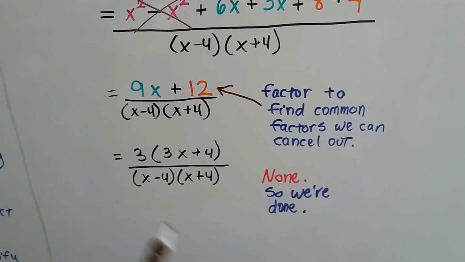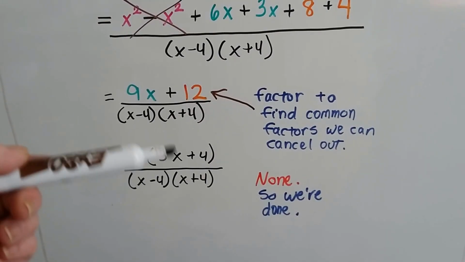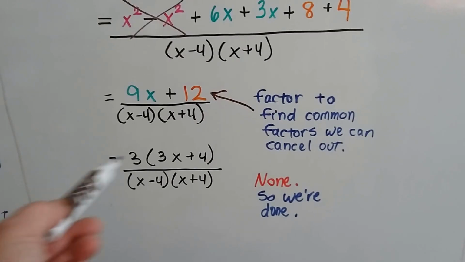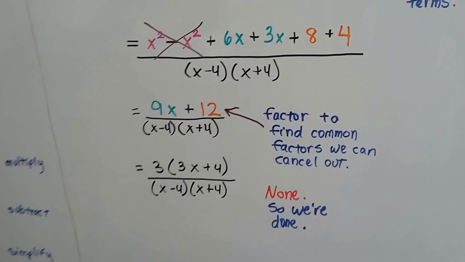That would be the plus 12, see? We put it over our denominator. I don't see any common factors, so we're done. This is as far as we can go. See? All right, let's try this again.